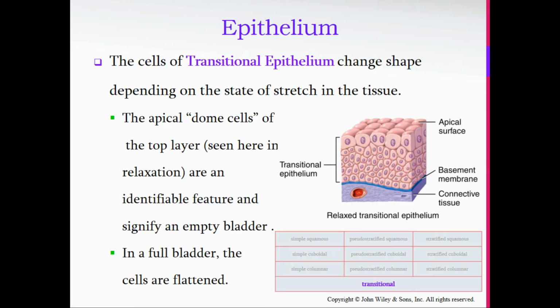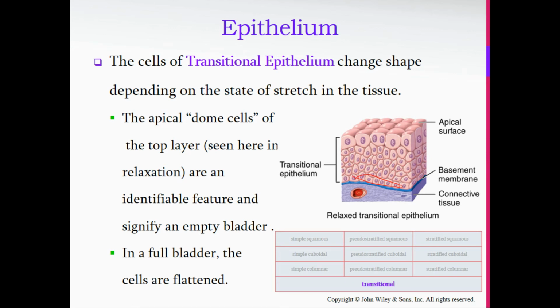Epithelium continued. The cells of transitional epithelium change shape depending on the state of stretch of the tissue, as I was saying earlier. So when the tissue is relaxed, the cells would have more of a cuboidal shape. But when the cells are under tension and stretched out, they flatten out and have more of a flattened or squamous shape.